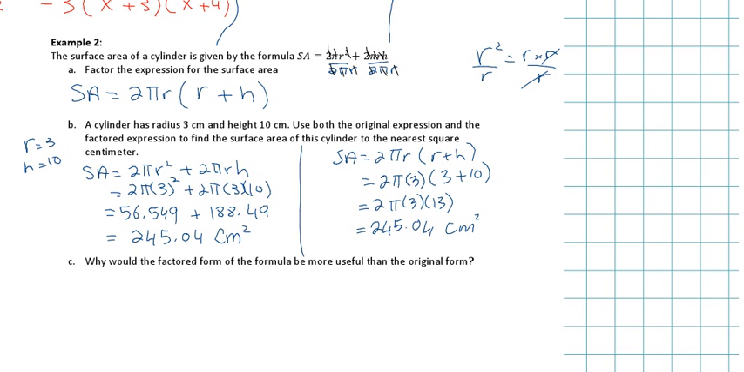But the question is saying why would the factored form be more useful? Because it is more condensed.